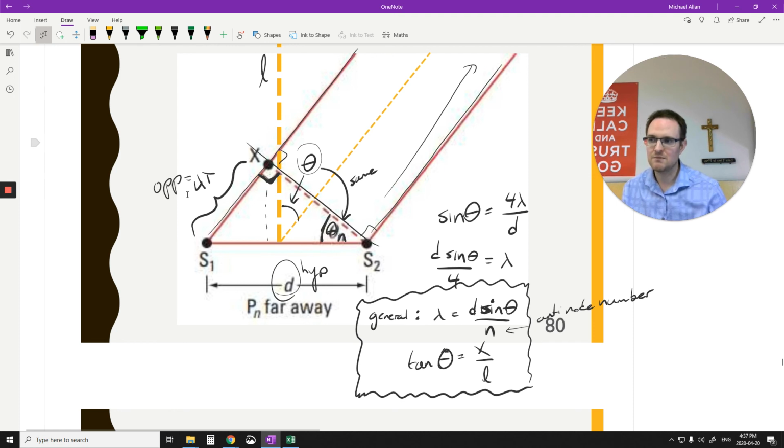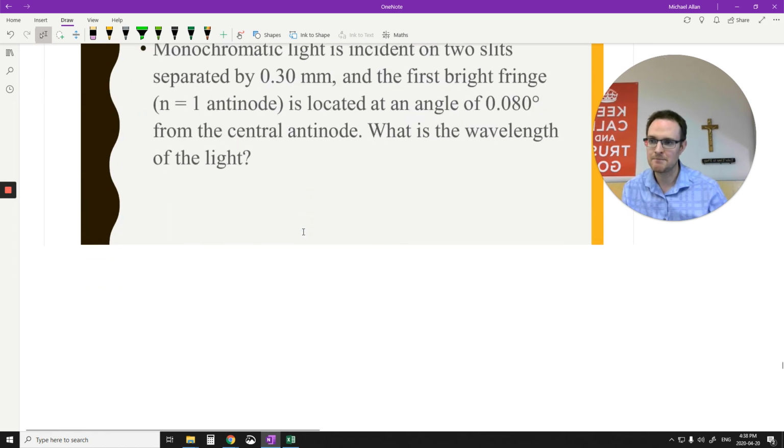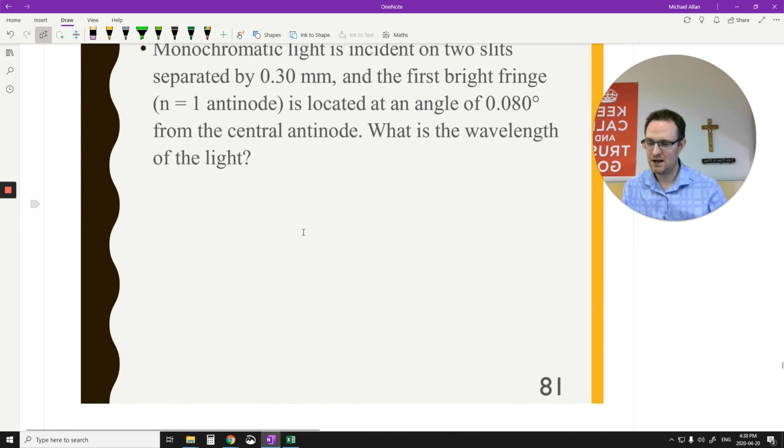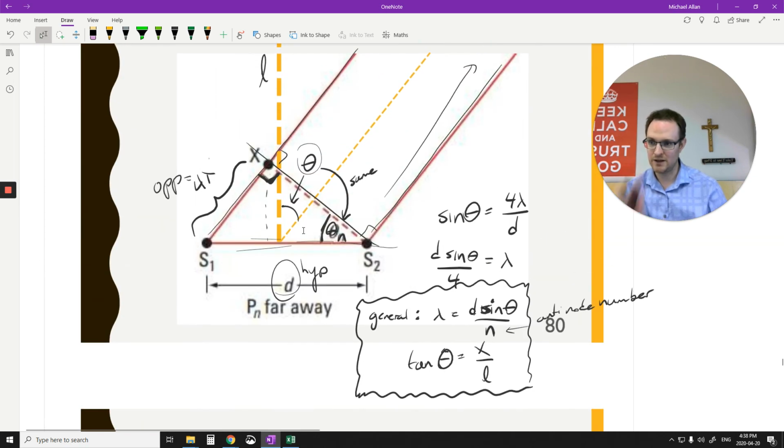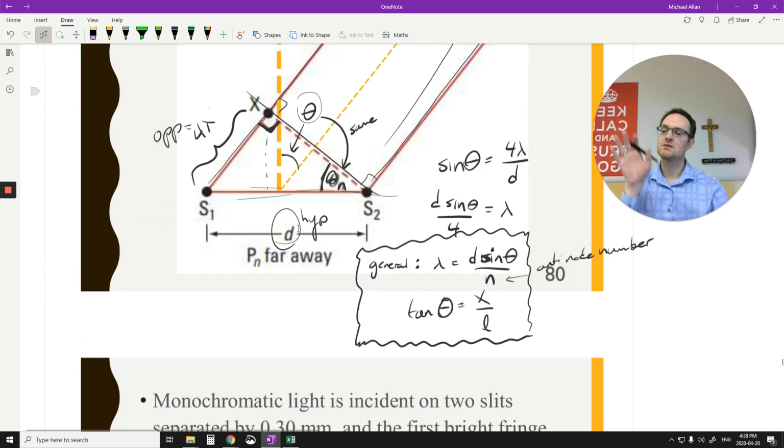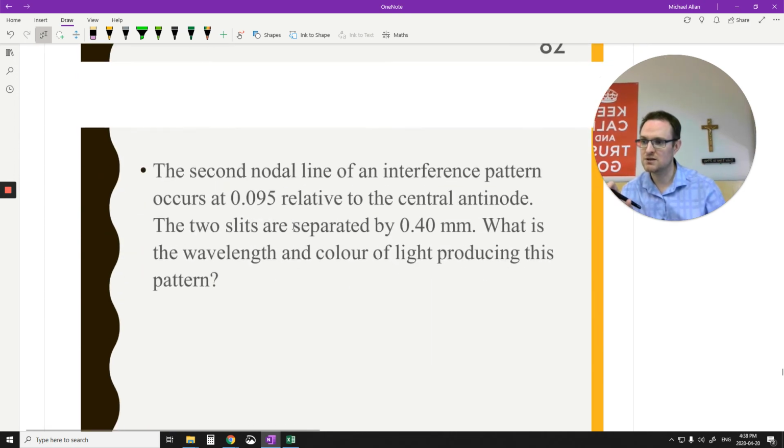If lambda is like in nanometers, and this is kind of drawn to scale, these would also be like in nanometers as well, or micrometers. So pretty small distance there. Okay. So we're going to use this formula to solve the next few questions here.